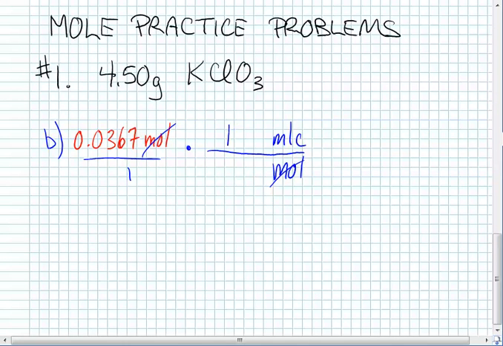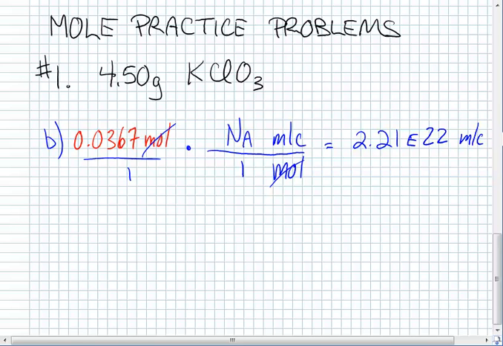I know that there are Avogadro's number, 6.02 times 10 to the power 23, molecules in 1 mole. So I'm just multiplying by Avogadro's number. And just as usual, when you go from moles to something, you multiply. Going to moles, you divide. And there's your answer, 2.21 times 10 to the power of 22.